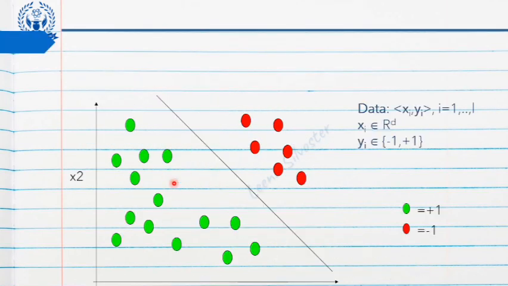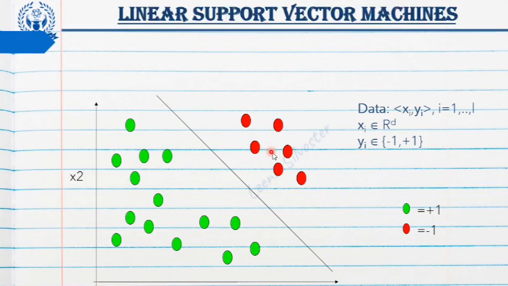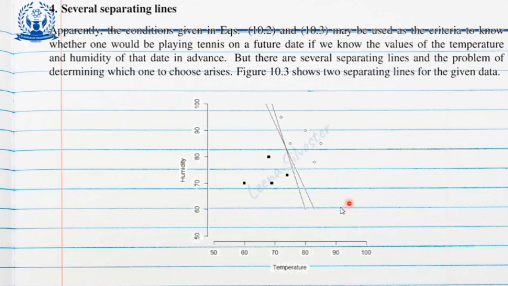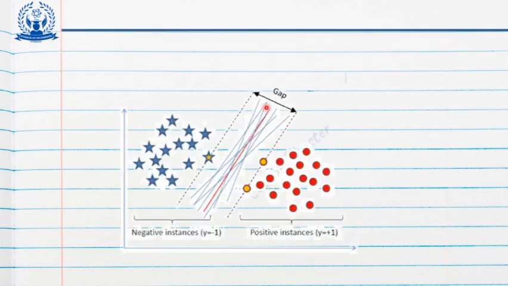So here we are having two classes, green class and red class. This hyperplane separates the green class and the red class. The equation of this separating line is 5x plus 3y minus 535 equal to 0. We can draw several separating lines between these two classes, the positive instances and negative instances. So there will be some gap between these two classes.